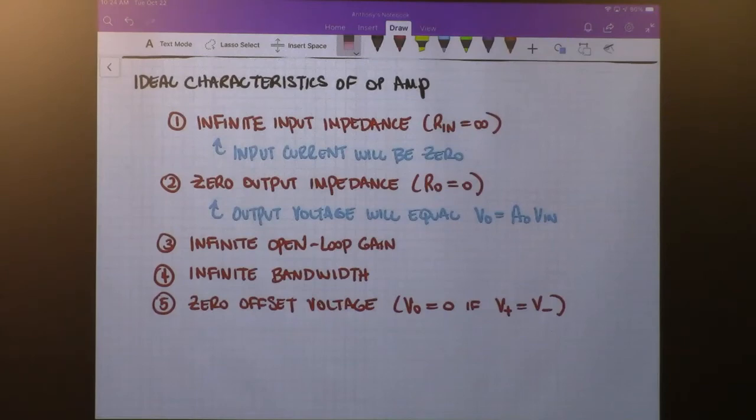So the characteristics of the ideal op-amp: infinite input impedance, zero output impedance, infinite open loop gain, infinite bandwidth, zero offset voltage, and there's some other smaller ones that are usually thrown in there, but I think this is the main 5.